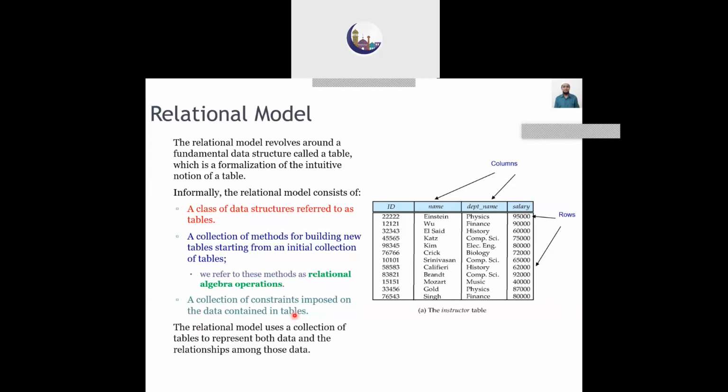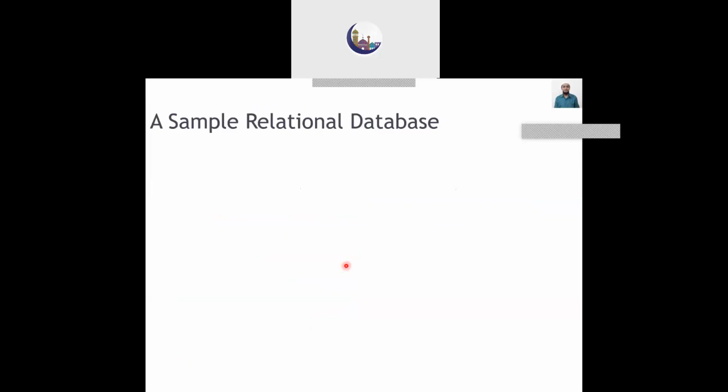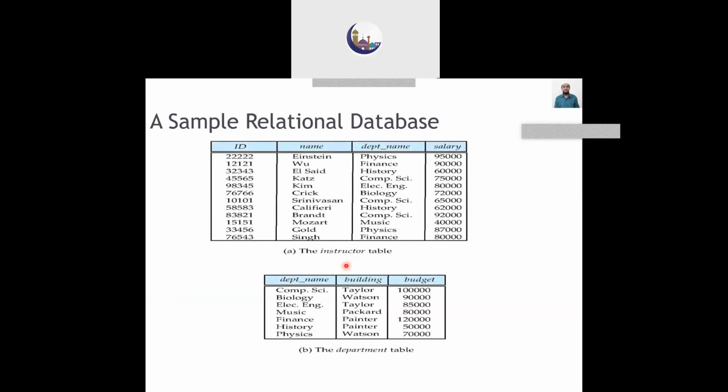So you can also impose certain constraints, which we have earlier learned. So in short, a table contains multiple columns and each column has a unique name. A sample one I have kept over here.